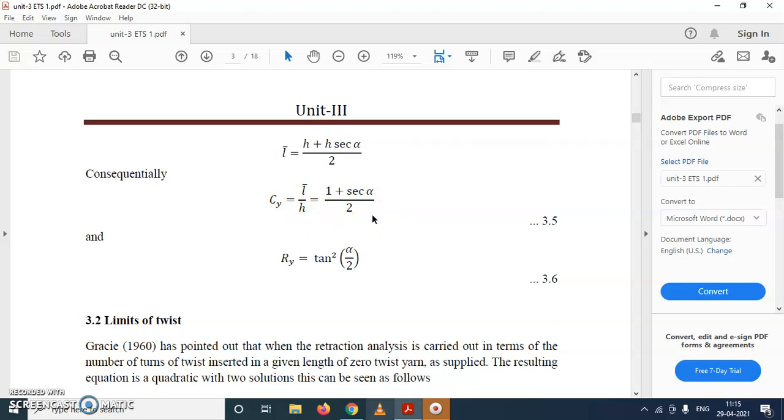So with this expression we can find helix angle or contraction factor if one or the other is given, and similarly through the relation between retraction factor and contraction factor we can derive this relation also. Ry is equal to tan square alpha by 2. Now this is your home assignment. Try to derive the relation between Cy and Ry and Ry and alpha, like we have derived the relation between Cy and alpha. Okay, thank you for today.